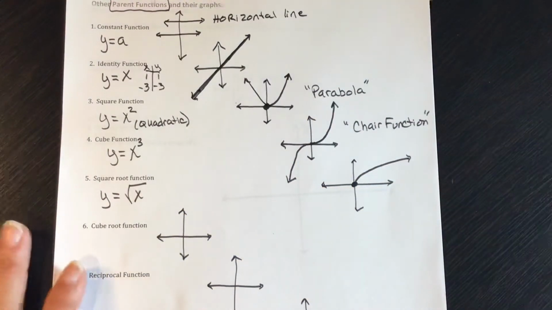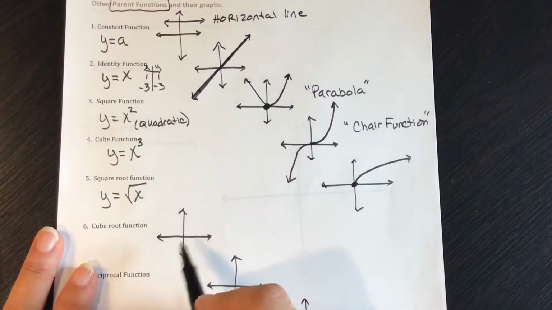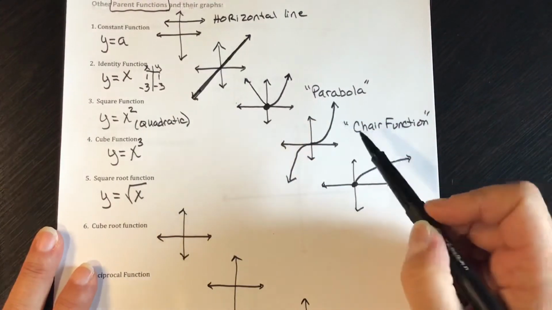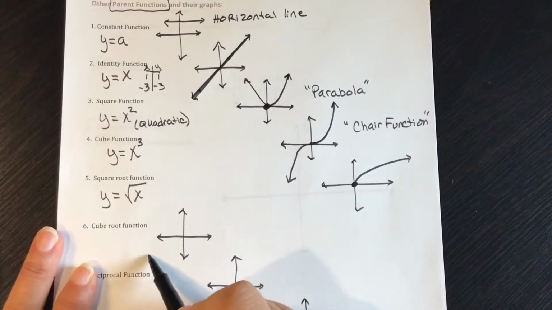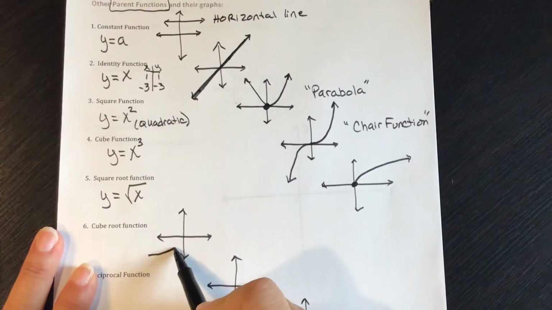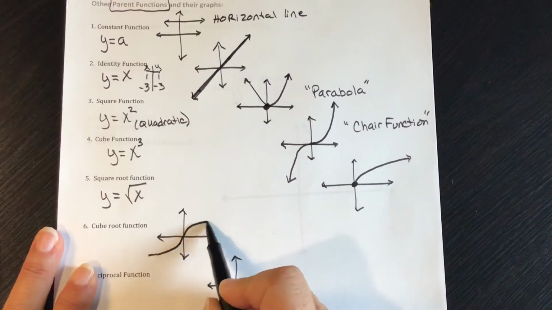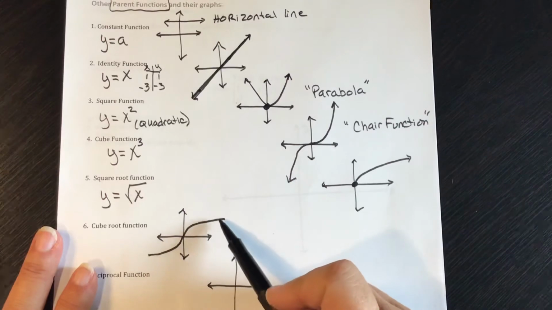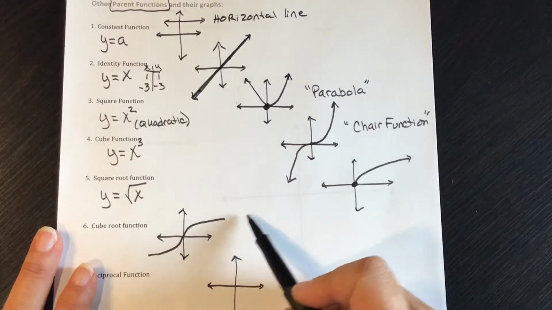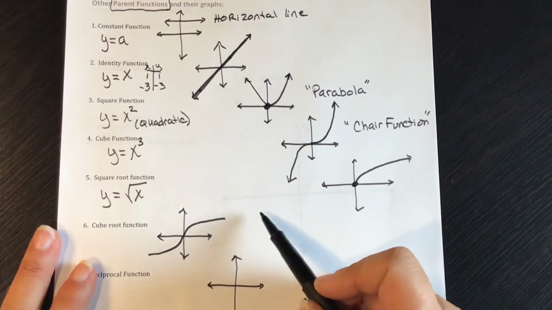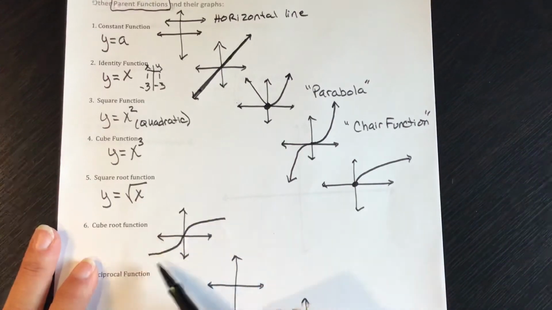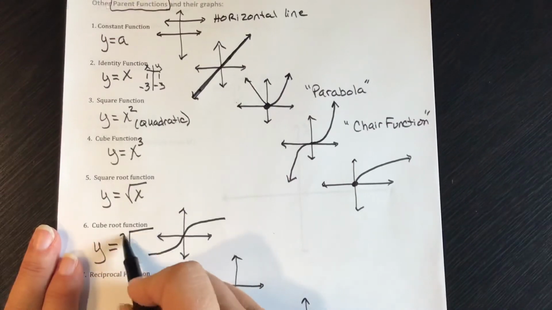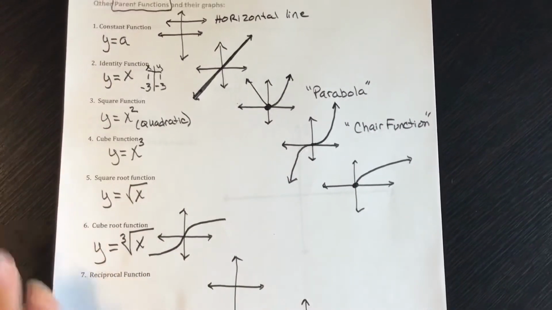The cube root function looks kind of like this chair function, but turned to the side. So it goes up kind of slightly here, and once I hit 0, it goes up a little faster, and then it's still going up, but by very small amounts. Okay. This is the cube root function. Y equals the cube root of x.